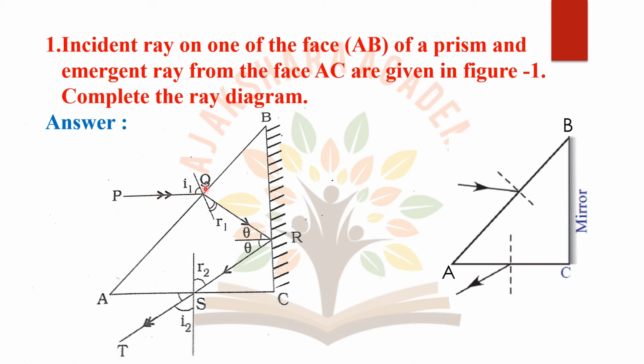The incident ray falls on one face of the prism, it refracts, and this becomes the incident ray and again it reflects. Here we place the mirror and again it refracts. This is the emergent ray. So this is the complete ray diagram of the given figure. Okay, next.